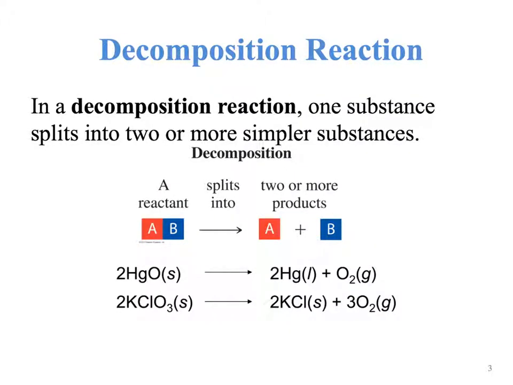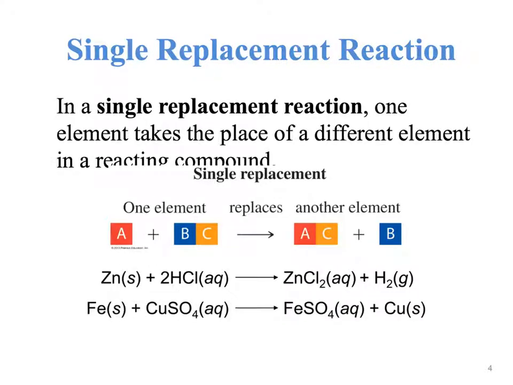In a decomposition reaction, it's the opposite. You have one compound that splits into two or more products. One compound, two or more products. In a single replacement reaction, one element takes the place of a different element in a reacting compound. So for example, zinc and hydrochloric acid. Now we form zinc chloride and hydrogen. Zinc was combined now with chlorine and hydrogen left by itself.